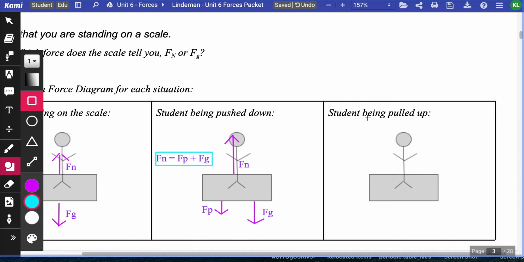All right, so now in this final one, we are being pulled up. So if you're on a scale and you're being pulled up, do you weigh more or do you weigh less? Less, right. And again, it's not that you have less atoms in your body, it's just that you weigh less, okay? So your FG is still going to be the same. So I'm going to try to make this the same. But now this FP is in the opposite direction. Do we see that? How the FP has to be going up now?